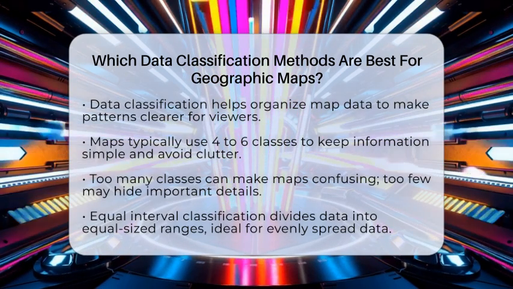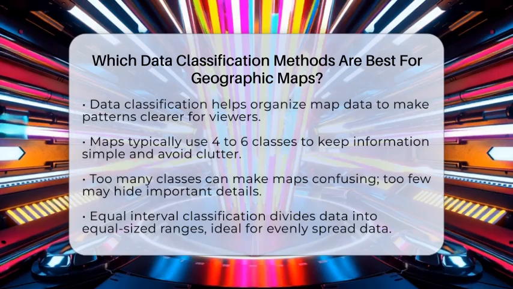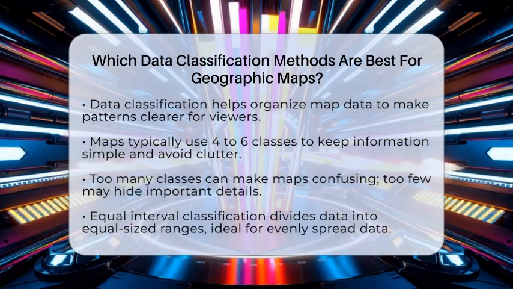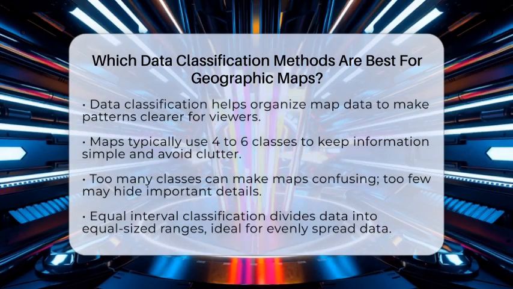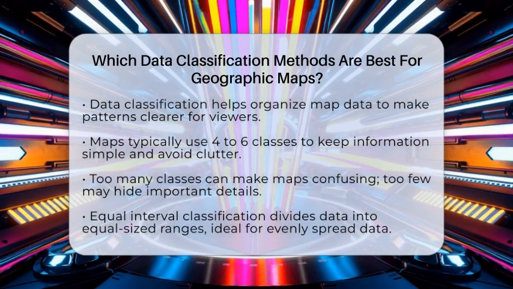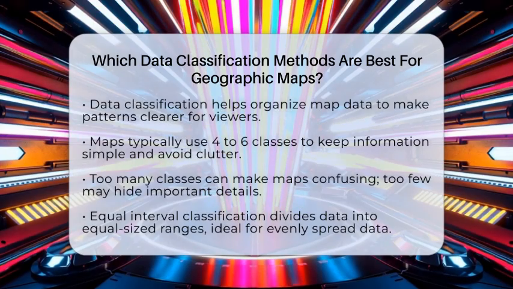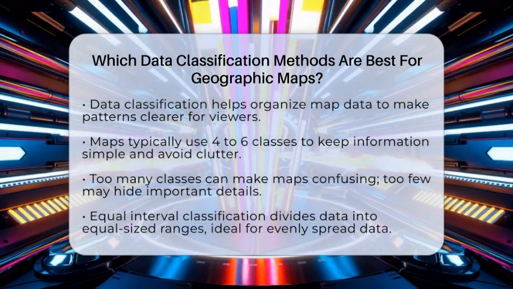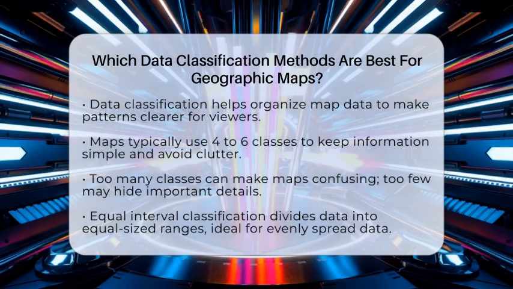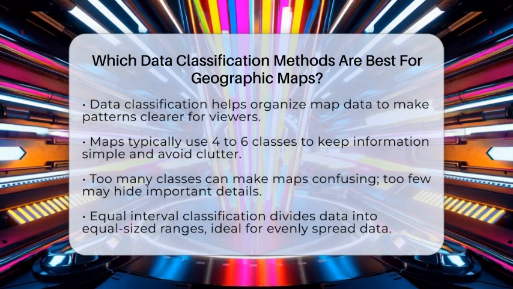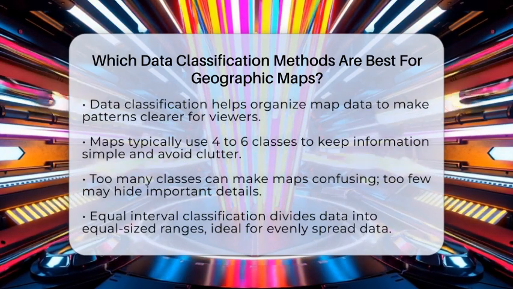Data classification groups many data points into smaller, easier-to-see categories. Usually, maps use between 4 and 6 classes to keep things simple and clear. If there are too many classes, the map can look crowded and confusing. Too few and important details might be lost. The goal is to find a balance that shows the story behind the data without overwhelming viewers.